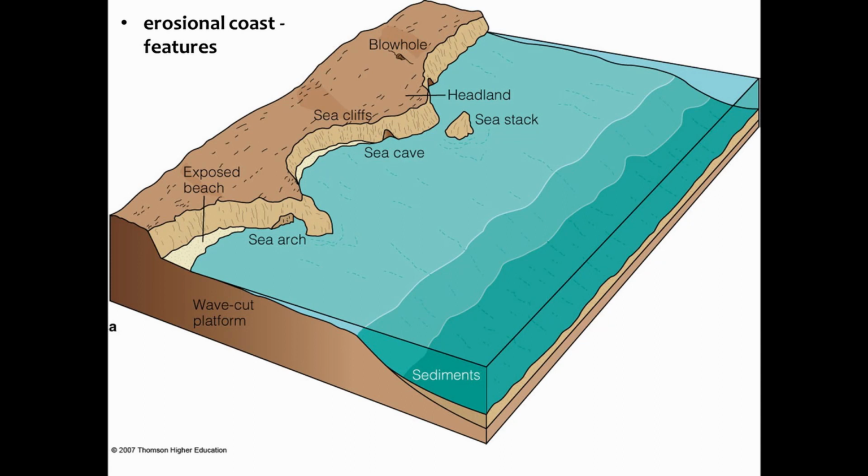This diagram nicely summarizes some of the more typical features of an erosional coastline. We see things such as exposed beach, also known as a pocket beach. We have sea arches, sea caves, sea stacks, headlands. So this is that part of the cliff that extends out into the water, and then obviously cliffs themselves. We'll take a look at some of these features and discuss how they form very briefly.